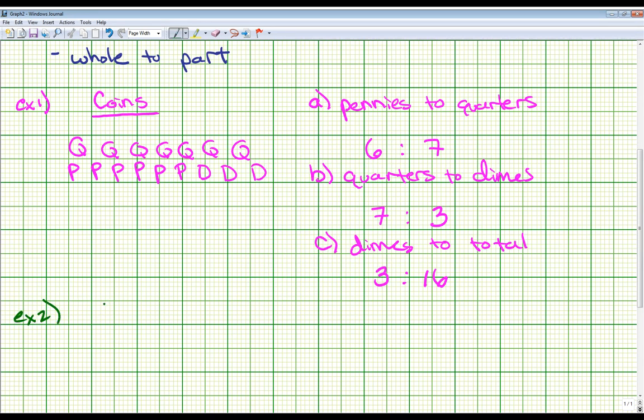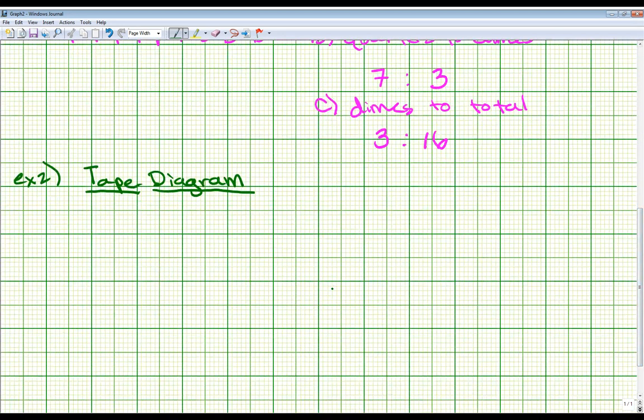Okay, on example 2, we're looking at page 193 at the top, and it introduces something called a tape diagram. At the very top of the page, it says a tape diagram is a diagram that looks like a segment of tape, and it shows the relationship between 2 quantities. So I'm going to list the words tape diagram before I even read the question, because we're going to be using that today in example 2.